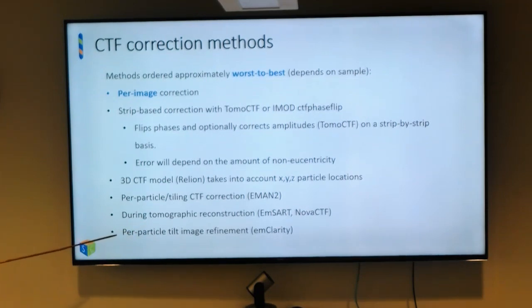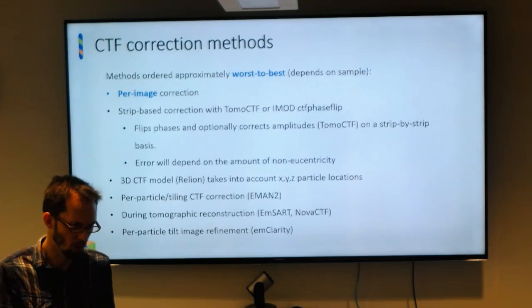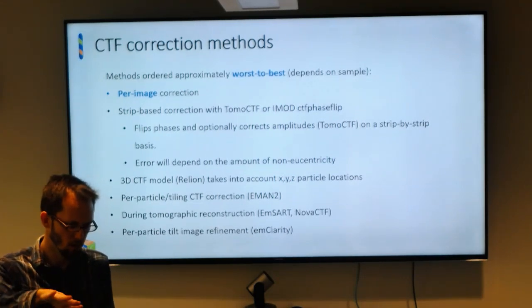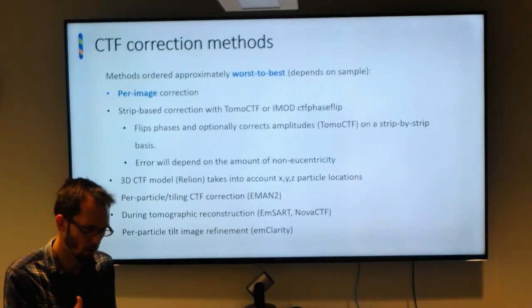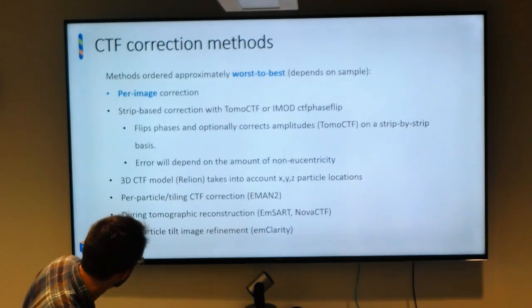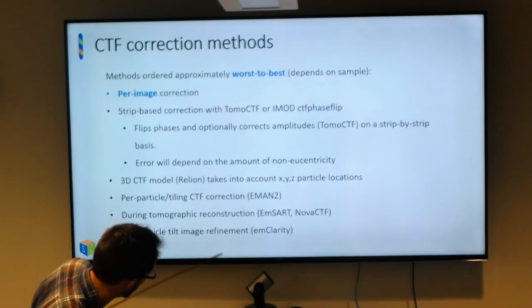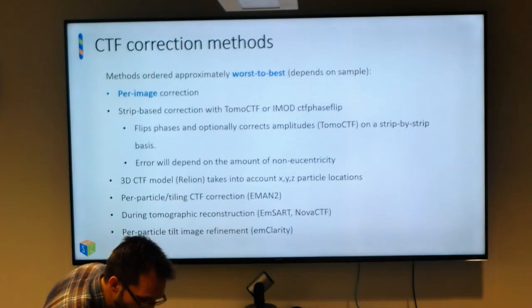And you can also do just a per particle, like actual per particle. I think this is more of a tiling. I think it takes just the per particle tilt image at every tilt angle into account when estimating and correcting for CTF. And that's gone to, I think, 3.1, I want to say.